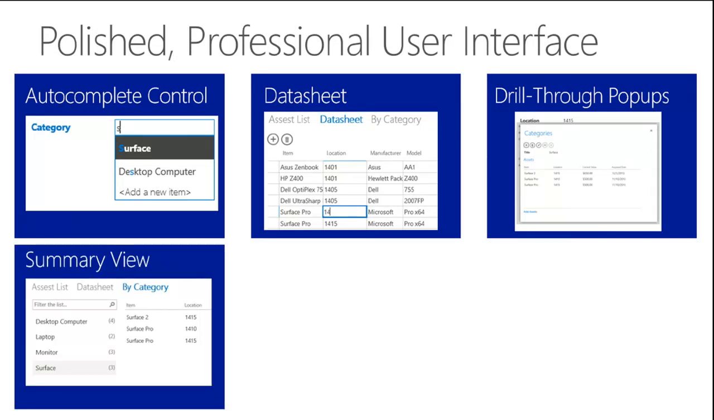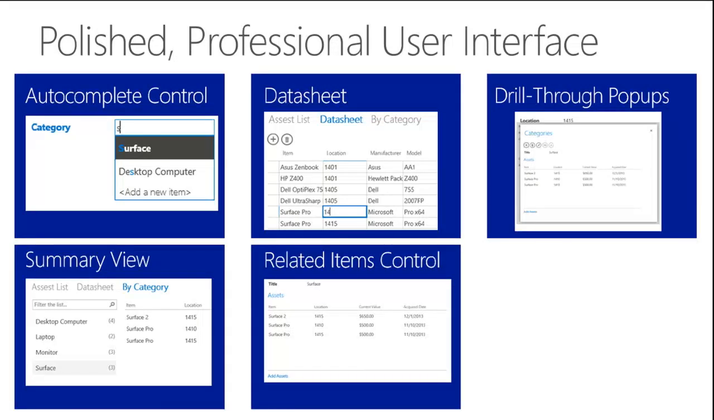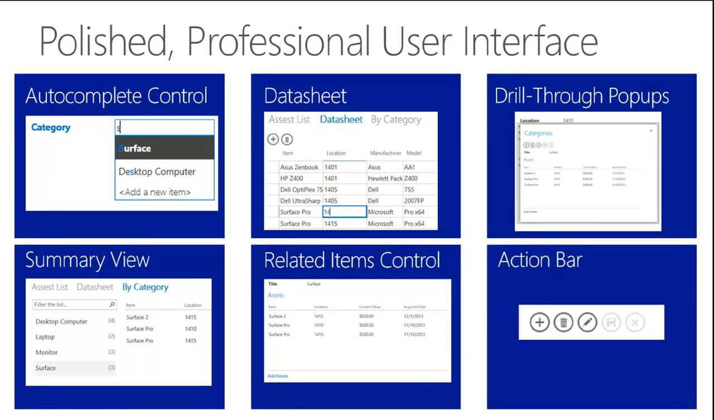The summary view, a great way to summarize a lot of your data. The related items control, a great way to see the data that's related to what you're currently looking at, and then you can even drill deeper into it by selecting an item. And then the action bar.